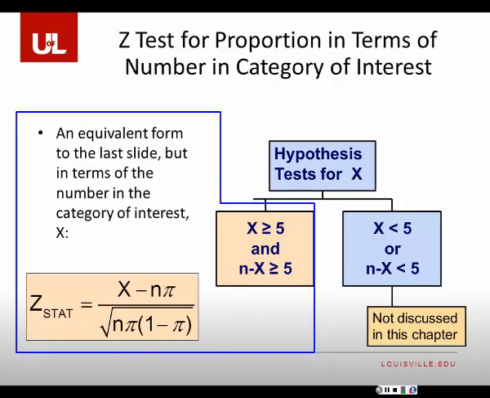An equivalent way of doing the same test would be to take a full value of x, subtract off the expected value of x, and then divide through by standard error. This here is a binomial. The expected value of a binomial is n times pi, and the variance of a binomial is n times pi times 1 minus pi. So the standard deviation of a binomial will be the square root of that. You can do it either way, but typically you're not given x. You're given instead a proportion.